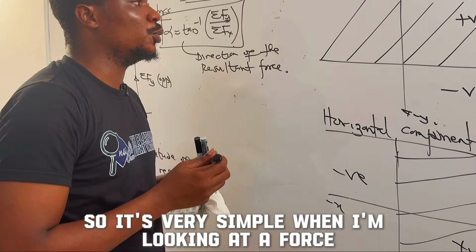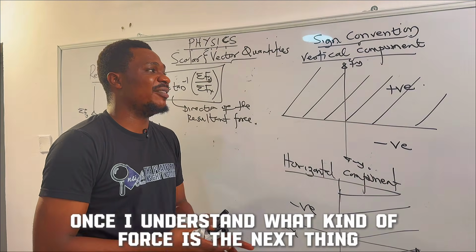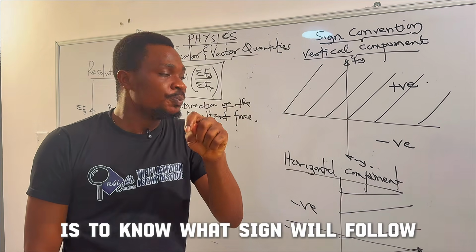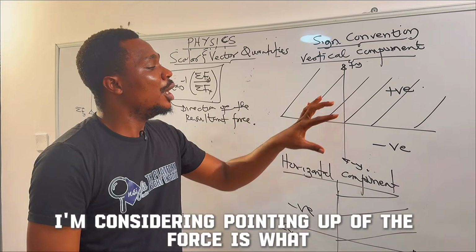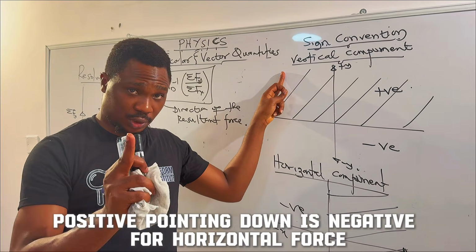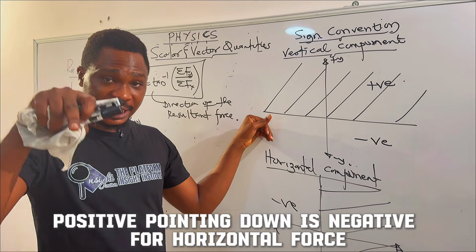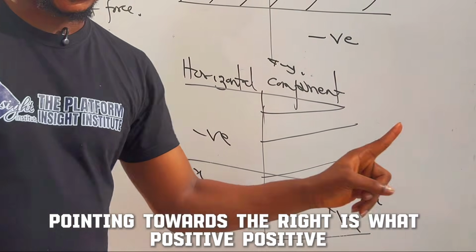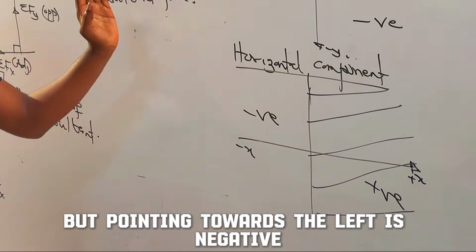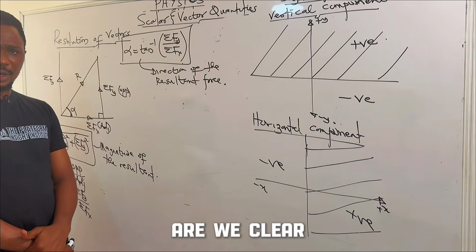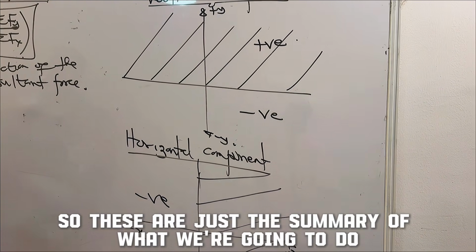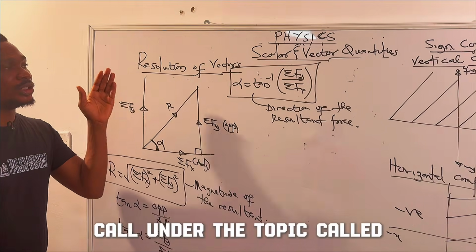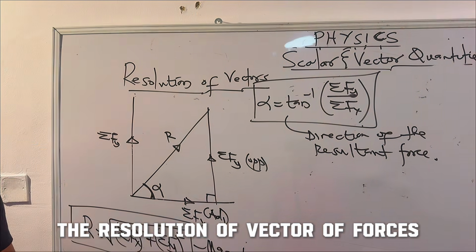So it's very simple. When I'm looking at a force, once I understand what kind of force it is, the next thing is to know what sign will follow. If it is vertical, pointing up is positive. Pointing down is negative. For a horizontal force, pointing towards the right is positive. But pointing towards the left is negative. Are we clear? So these are just the summary of what we are going to do under the topic called the resolution of a vector of forces.